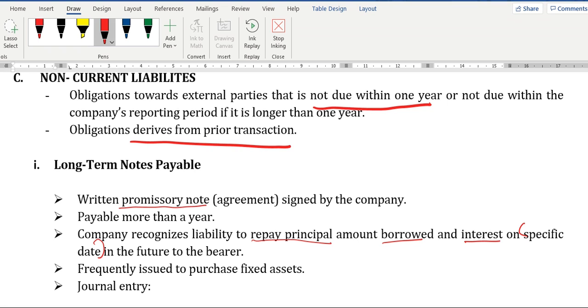But the only difference between short-term notes payable and long-term notes payable is the purpose of issuing the notes payable. If it's a long-term notes payable, that means the tenure must be more than 1 year. And why do we issue long-term notes payable? Because normally the issuance of the notes payable is for the purpose of purchasing a fixed asset, whereas for short-term notes payable, the purpose of issuing the notes payable is to obtain more cash, right?